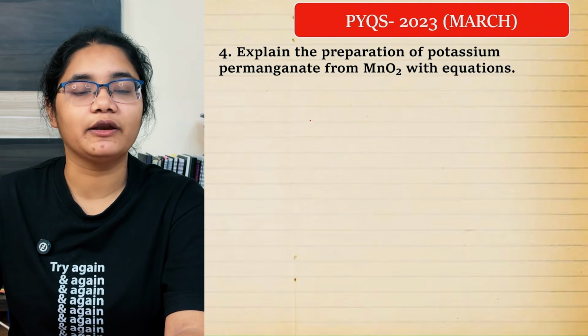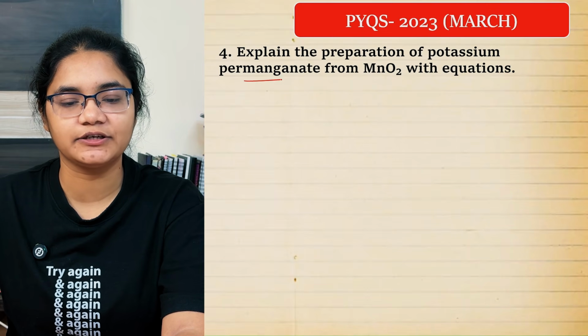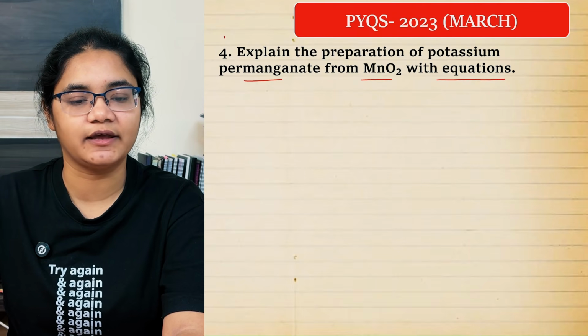Now let's talk about the 2023 March paper. We're continuing with that. Explain the preparation of potassium permanganate from MnO2 with the equations. This question is also very important.